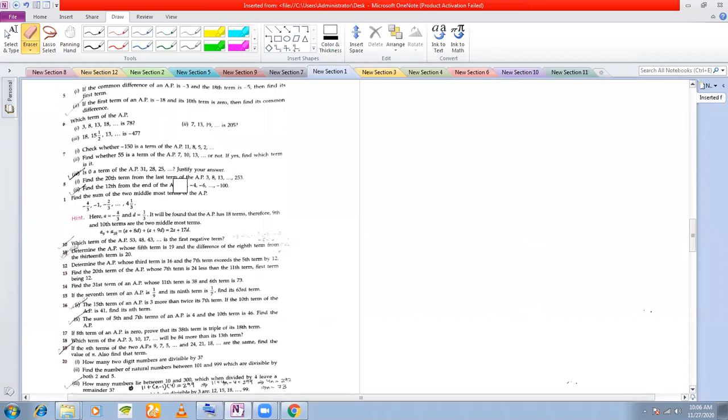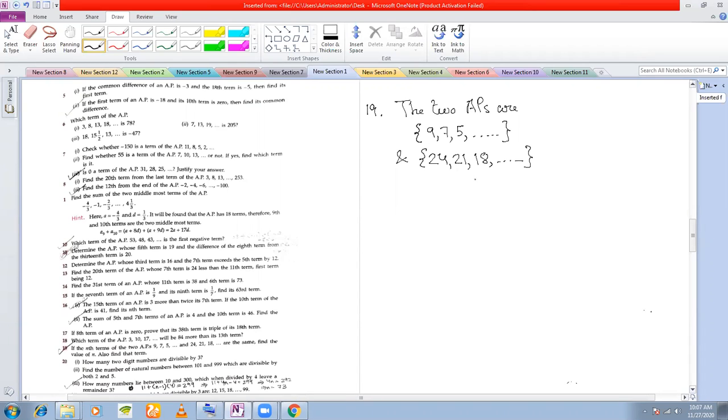Okay, so this one is number 19. If the nth term of the two APs... now if you remember, the two APs that are given. The first one is 9, 7, 5 and so on. And what is the next AP that is given? 24, 21, 18, and so on. Okay, these are the two APs.